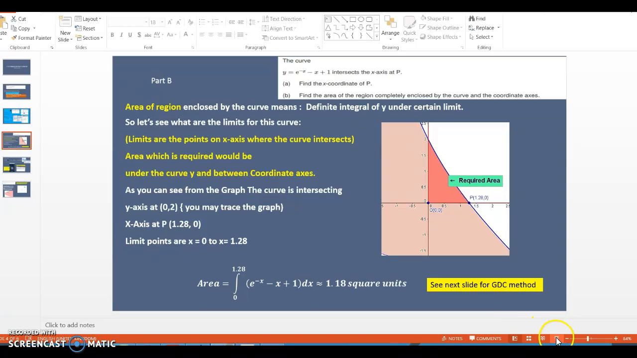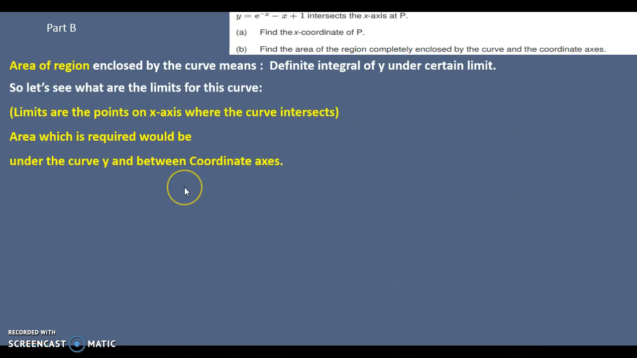you have area under the curve. So, the area of the region completely enclosed by the curve and the coordinate axes. Guys, when we have a single curve, we must have limits. But in this question, no limits are given, so we have to work out what the limit points are. Just for your information, the area of the region enclosed by the curve means a definite integral. Of course, we have to use limits.